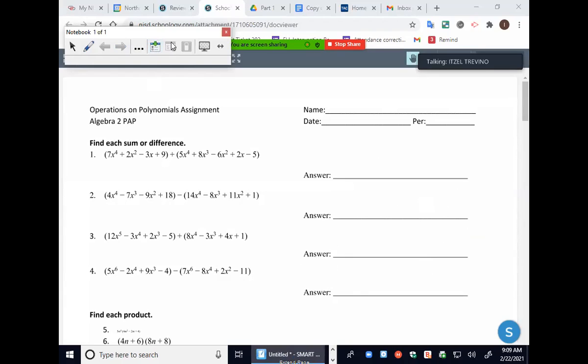So let me see if I can move this. No, to make it bigger.